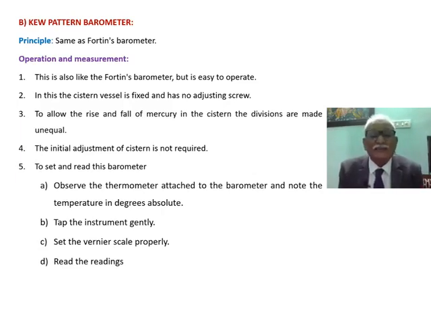The cistern vessel is fixed. There is no adjusting screw, this is the only difference. The adjusting screw is not there to allow the rise and fall of the mercury in the cistern. The divisions are made unequal, so the initial adjustment of the system is not required. Initial adjustment is not at all required in the Kew pattern. So the set and read is very simple, as I said, like the Fortin barometer: observe the attached thermometer, tap the instrument gently, set the vernier scale, and read the reading.